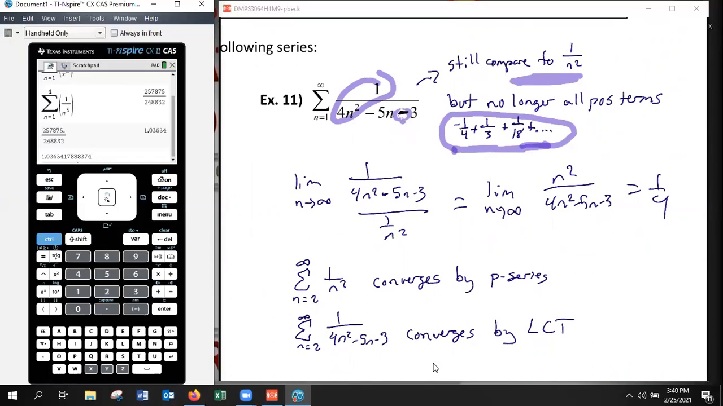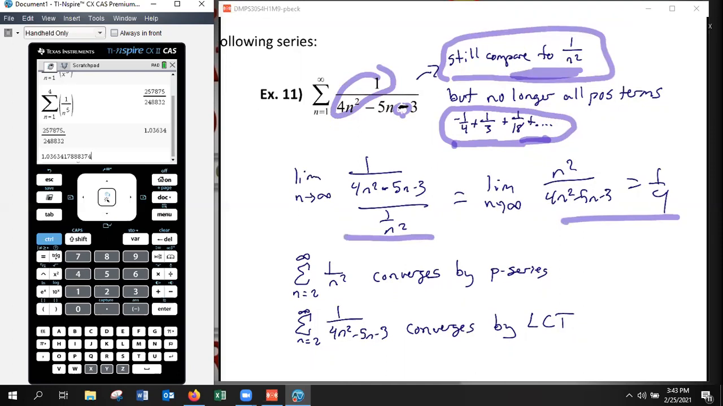All right, now let's continue on. What I was saying before was the first term is not a positive number. The first term now itself is negative. All the other terms are going to be positive just because that bottom is quadratic in nature. So once it hits a certain point, that quadratic is always going to be a positive value. So they're no longer all positive terms, but we can still do the limit comparison test. When we do our limit comparison test, if we go through the math, we get 1/4.